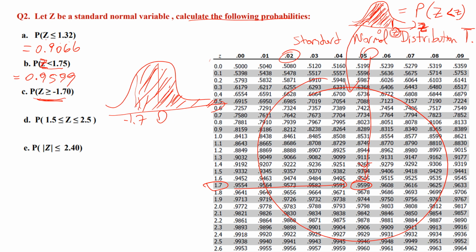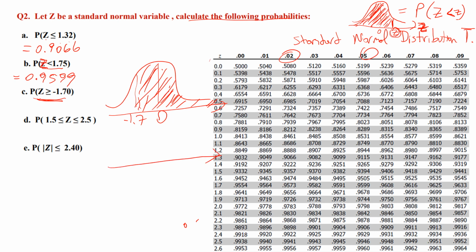But the problem here is we don't have the negative numbers. These are all positive z values. So we can use the table for the negatives, but I don't want to do it. But we can use the positive values also, this table. Now I will show you how.